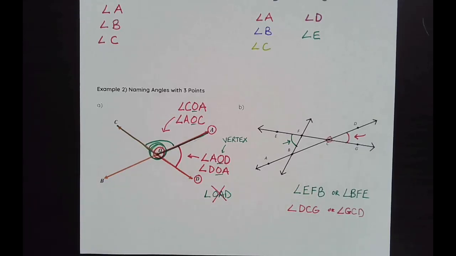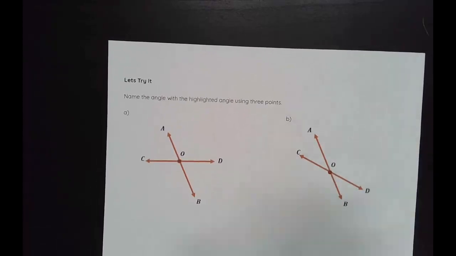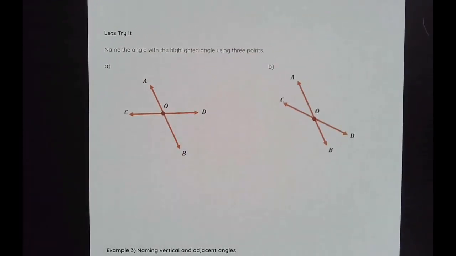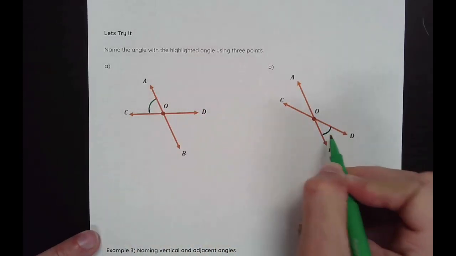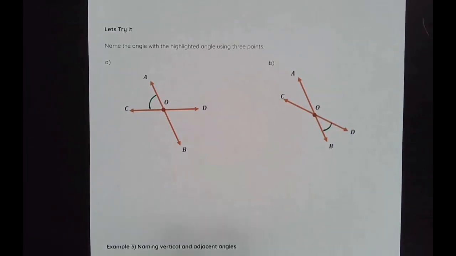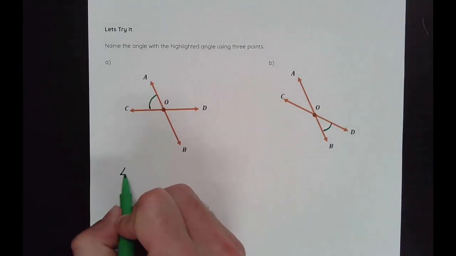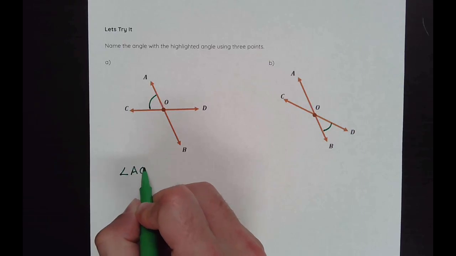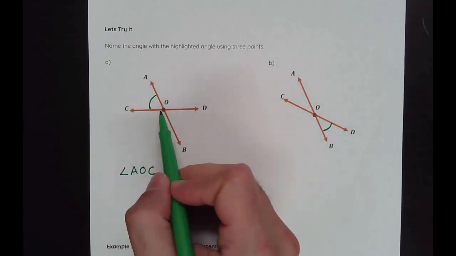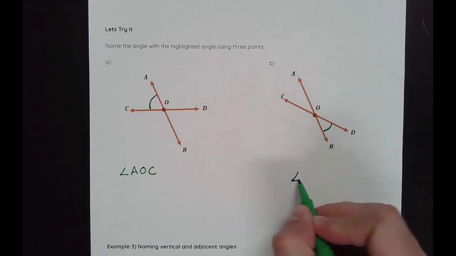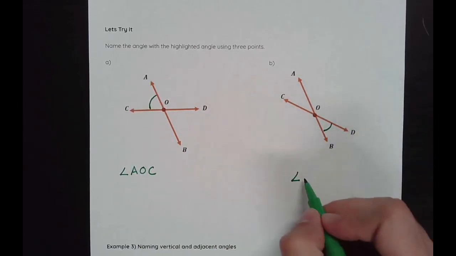All right, on the next, I want you to try these 2 on your own. So why don't you pause the video here and then come back to it. It says name the angle with the highlighted angle using 3 points. So let's do this angle here and this angle here. Why don't you pause now and try that. This would be angle AOC or COA, and this would be angle DOB.